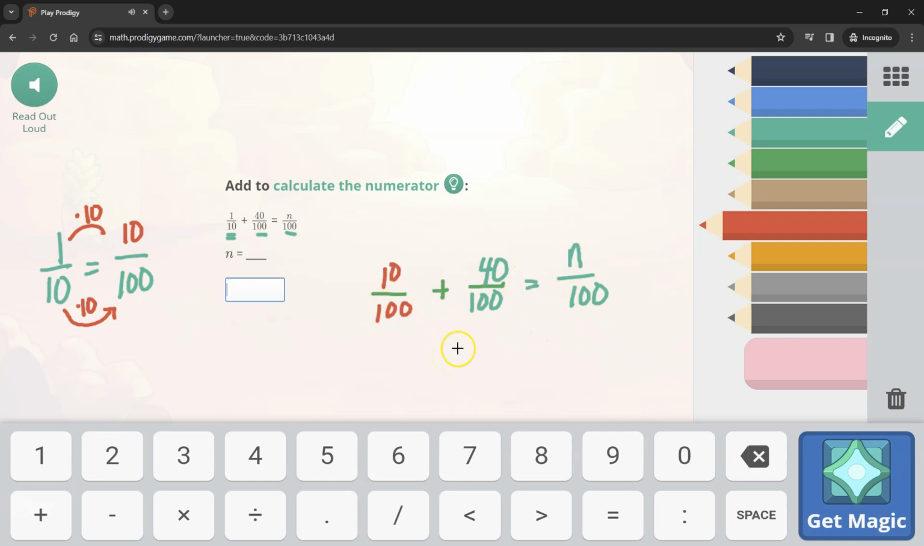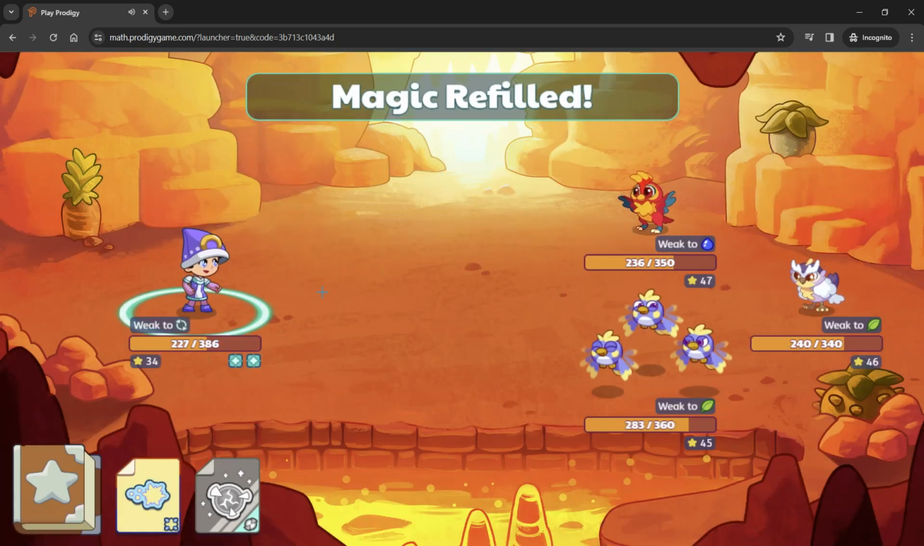Now that we've done that, the fancy algebra way is to multiply everything by 100 and add it up. But we're just going to do it the quick and easy way. Since all of our denominators are the same, we can just add our numerators up, and everyone knows that 10 plus 40 is 50.